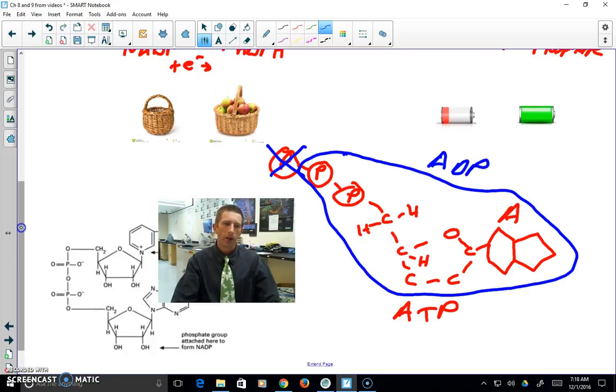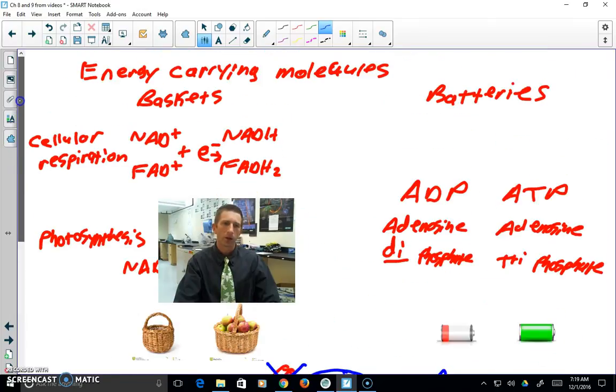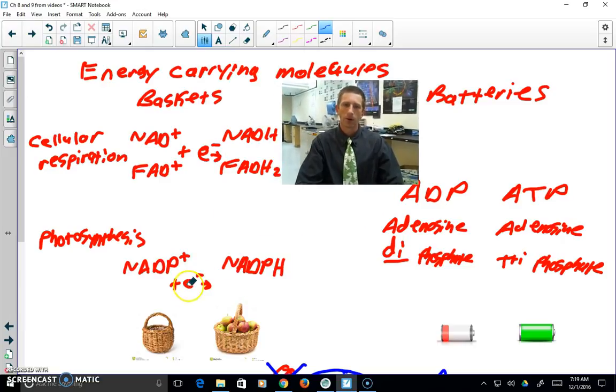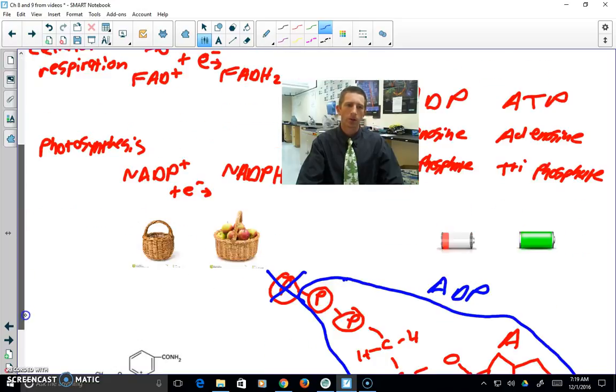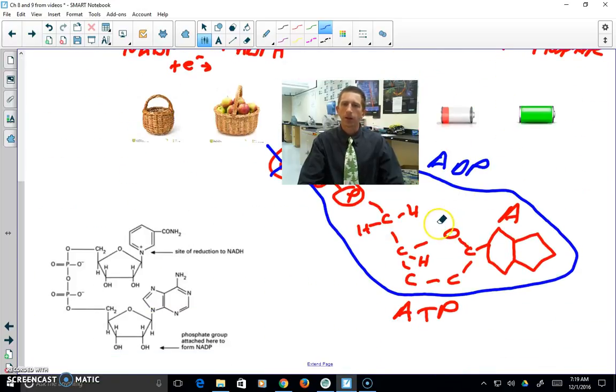So now would be a good time to pause maybe and to go back and to make this chart in your notes, and draw the baskets, draw the batteries, and then make sure that you draw this. Like I said, it's not going to be on the test. You don't need to memorize it, but it really helps to have this idea of ATP triphosphate, ADP diphosphate.